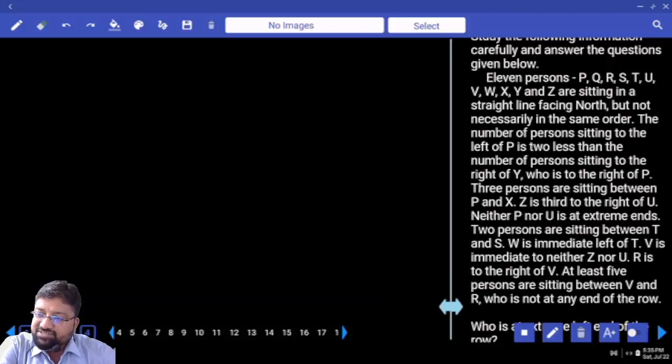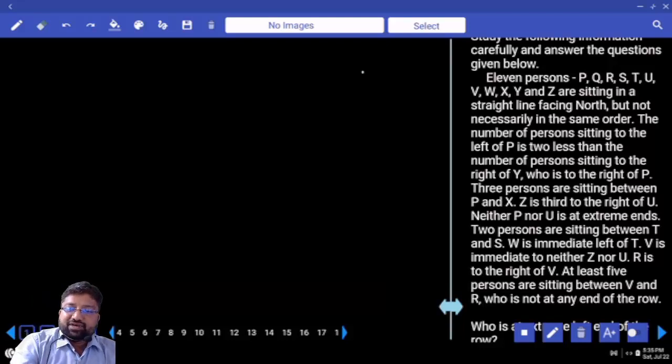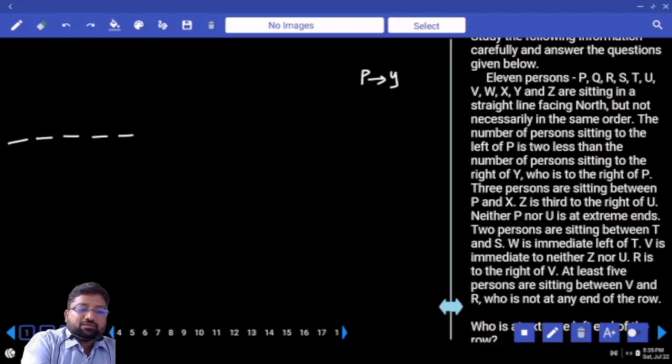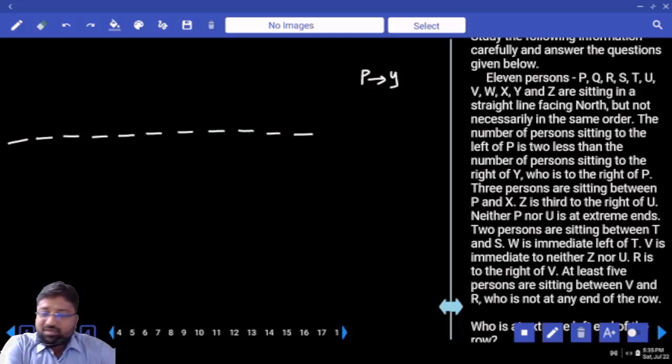The number of persons sitting to the left of P is 2 less than the number of persons sitting to the right of Y. Y is to the right of P. Total number of people is 11.